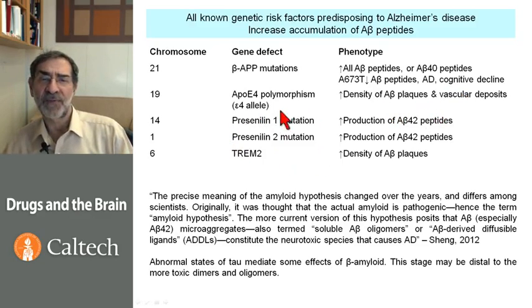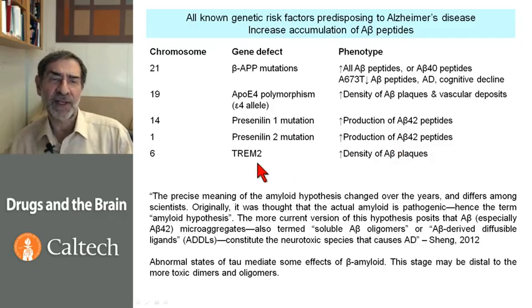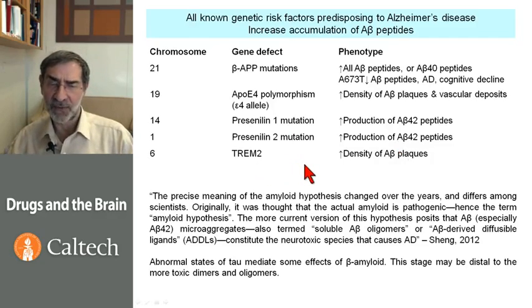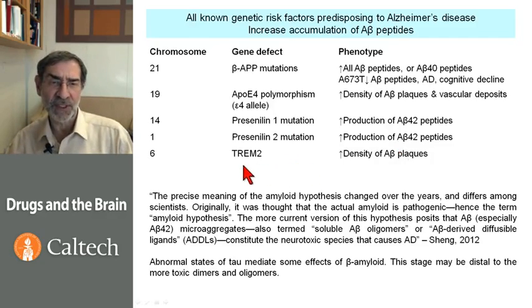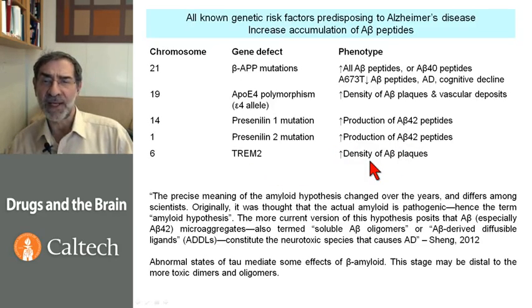There are a couple of mutations in presenilins. There are two presenilin proteins, 1 and 2, and they too increase the production of A-beta peptides. And finally, some more recently discovered genes, such as TREM2, also increase the density of A-beta and of A-beta plaques. And so we have the amyloid hypothesis, meaning amyloid precursor protein, as a cause of Alzheimer's disease.